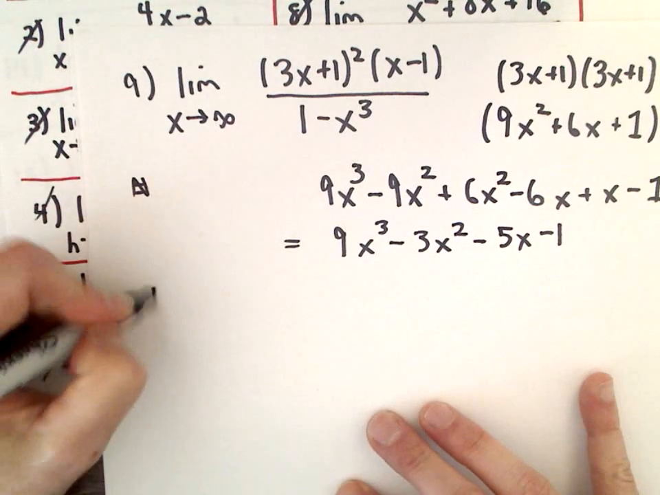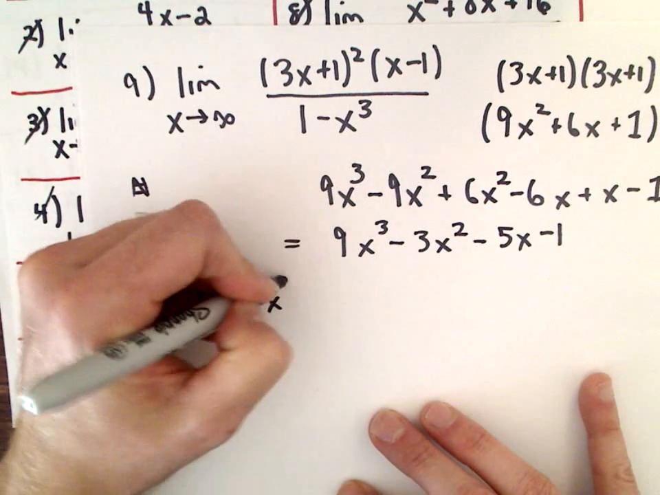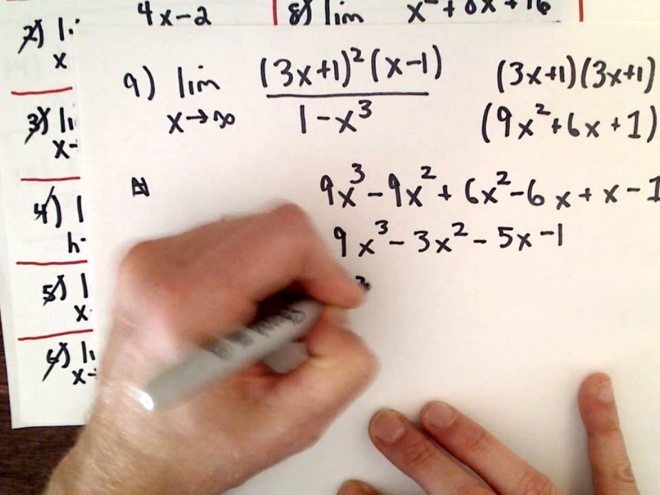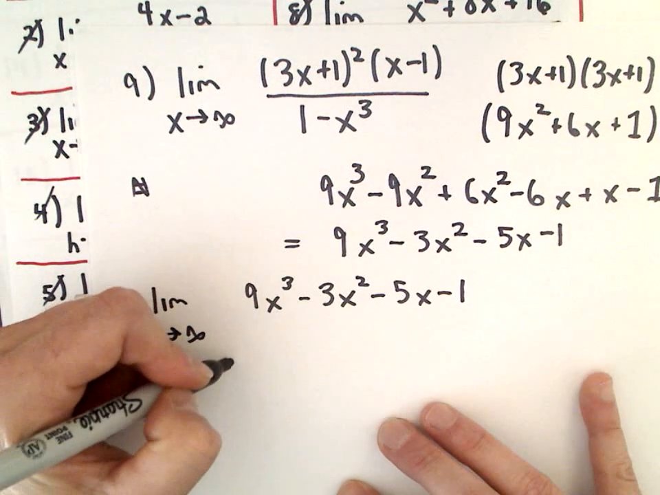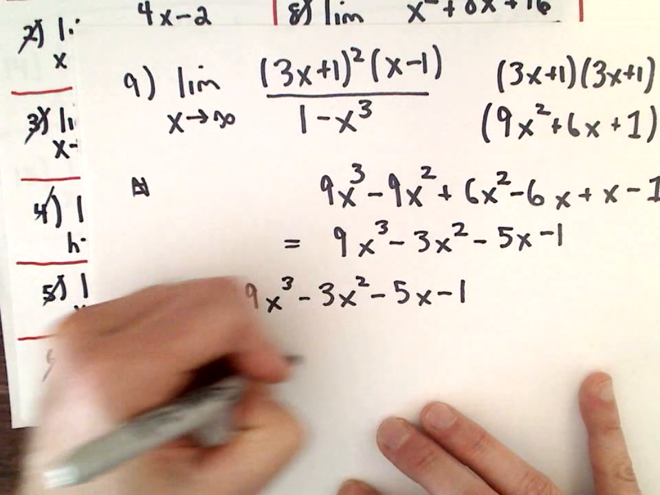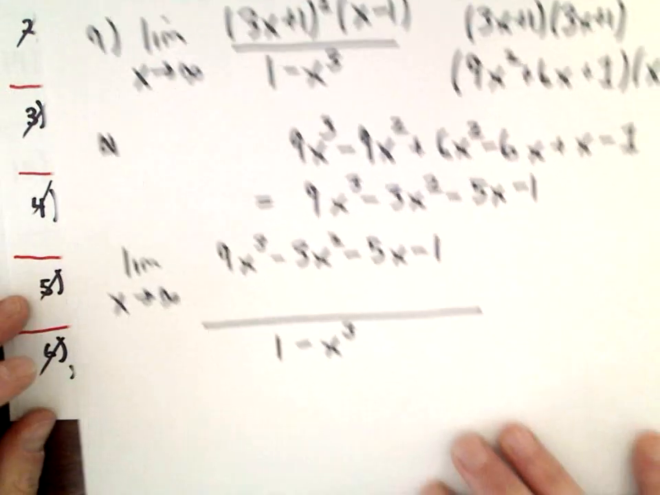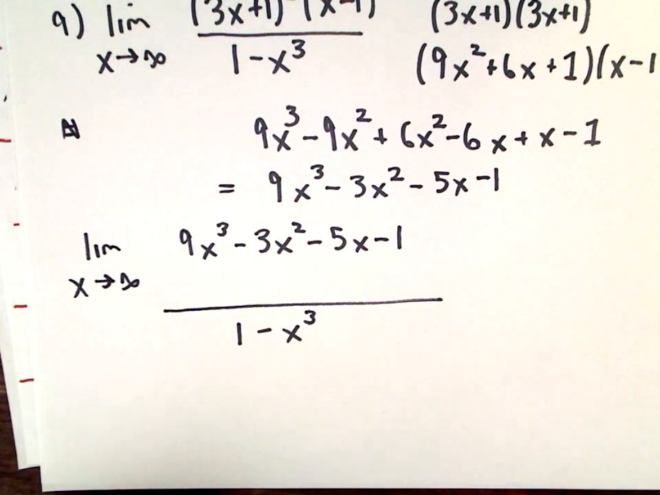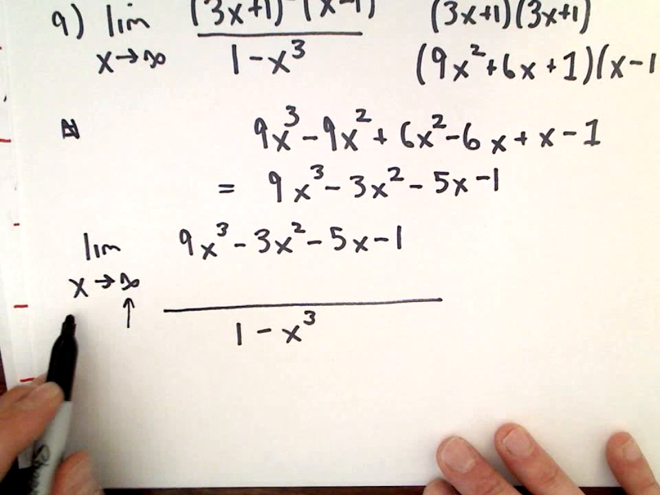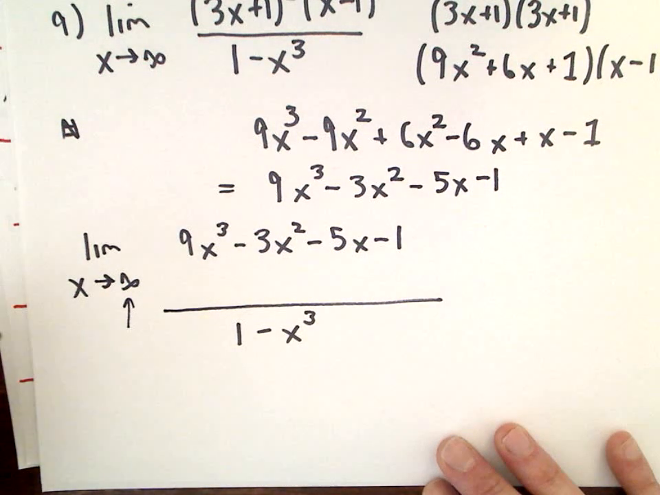Okay, so really we have the limit as x goes to infinity of 9x to the third minus 3x squared minus 5x minus 1. I'm going to give myself a little space here, and you'll see why in just a second. So this is all being divided by 1 minus x to the third. So maybe you've seen the shortcut, and again, I'll talk about that at the very end. If you don't know it, this is kind of the idea. And this is a common technique, especially when you're doing limits as x goes to positive infinity. It could also be going to negative infinity. We would do the exact same thing.